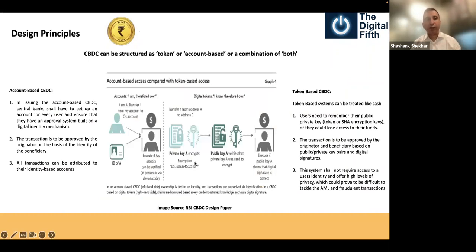Another design principle being explored is whether it is going to be token based, account based, or a combination of both, right? Account based is where, typically, all transactions are currently carried out in our fiat currency structure, where some central party authorizes and confirms that this account, this money, belongs to this person, and the person is authorized to do the transactions, right? While in the token case, it's already confirmed that this money belongs to me, and when I'm passing it, it's also validated by the counterparty without any intermediary confirming that this money belongs to this particular person.